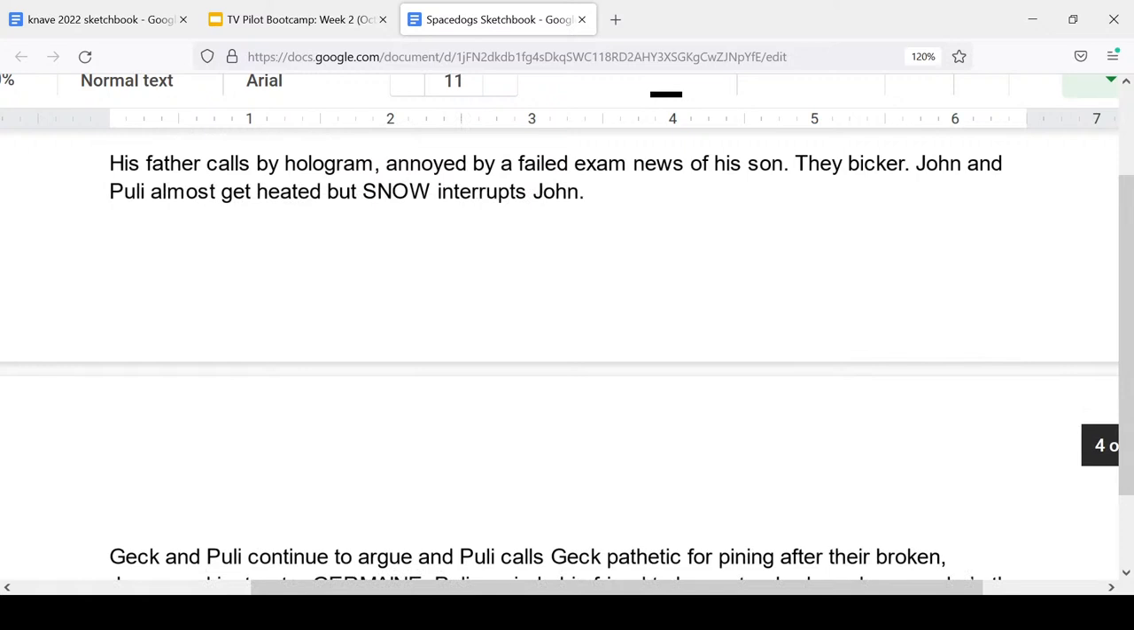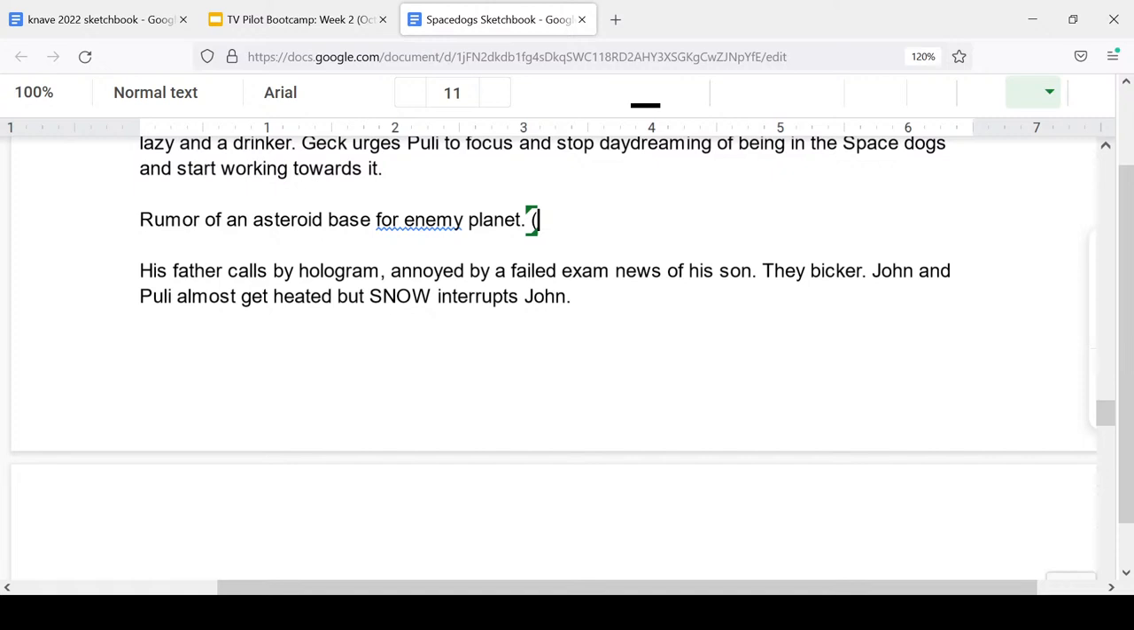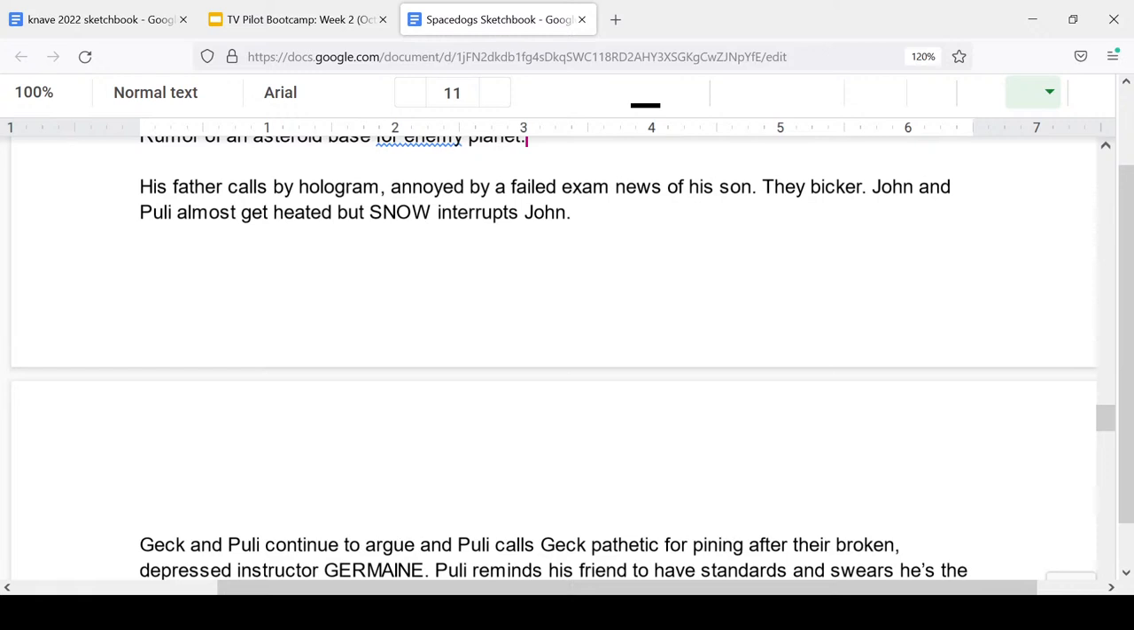So normally it's going to be better, instead of just a rumor, to see some direct effect that thing has. I'm not sure if this is your catalyst or not, but it's hard to dramatize a rumor. It's easy to dramatize, oh, we see the enemy space base shoots a laser and blows up something important, right? Those usually lead to stronger inciting incidents in the first couple acts.